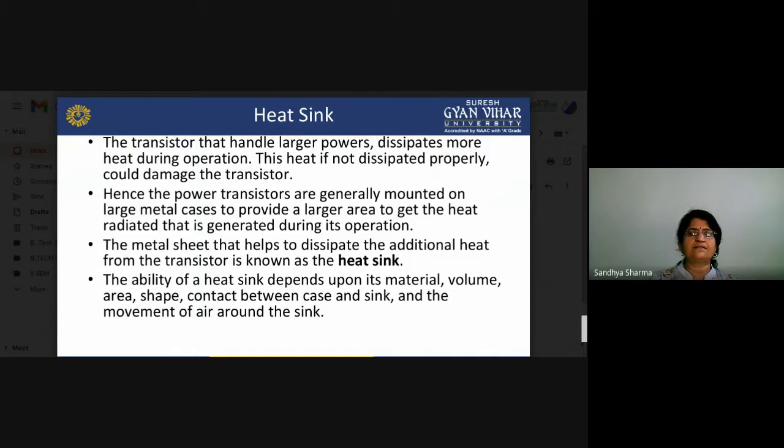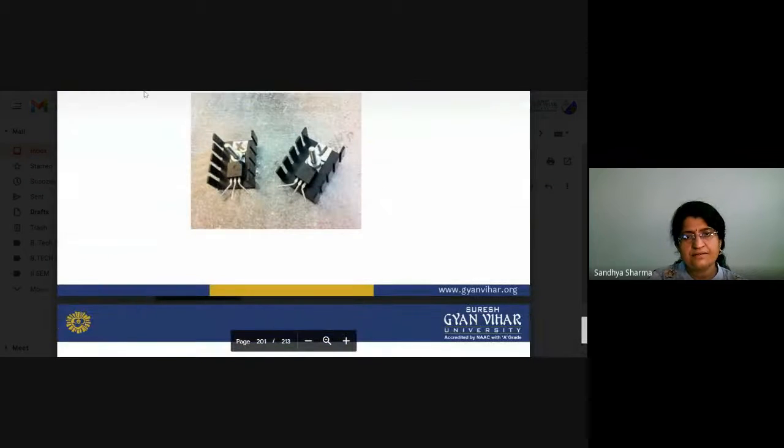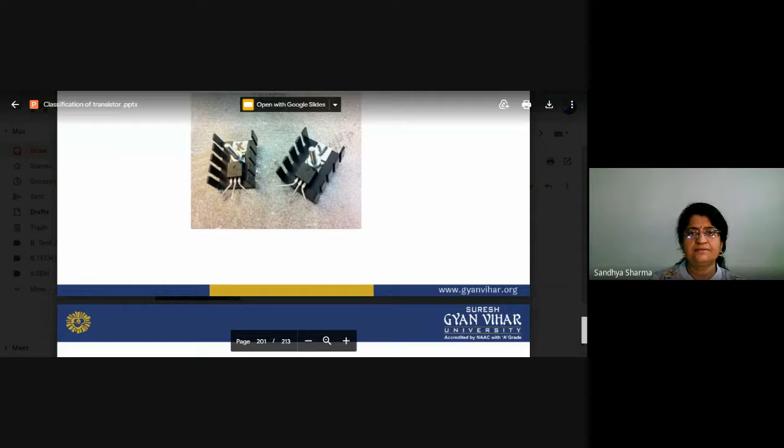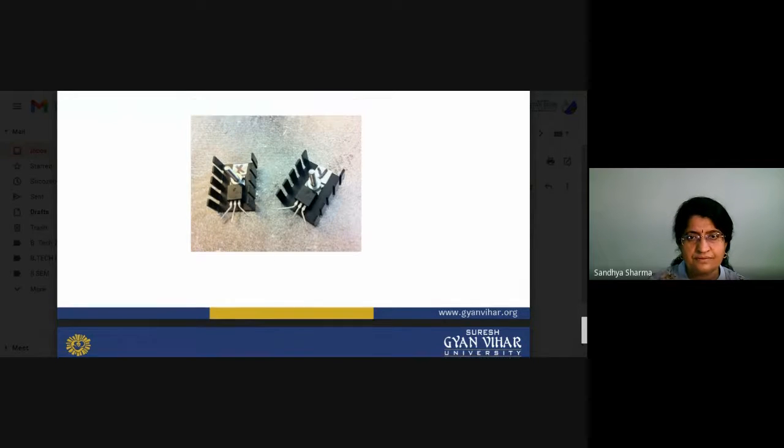So what about these factors? The ability of a heat sink depends upon what type of material you use. What about the volume and area of your heat sink? What is the shape, the contact between the case and sink, and the movement of air around the sink? So that is how the device will work as a heat sink. We have to provide it over a large area, and heat will be easily dissipated into the atmosphere. So you can see here.